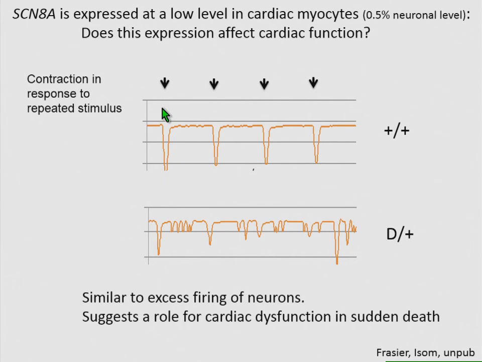But here you can see we looked at the function of the ventricular myocytes in culture. And this is just a measurement of the length of the myocyte. As you stimulate, you get a contraction. With each stimulus, you get a contraction in the ventricular myocytes from wild-type cells. But in the mutant, you have a very irregular excess firing pattern, similar to the excess firing of neurons. So this suggests that there may be a role for cardiac dysfunction in the sudden death in these patients.